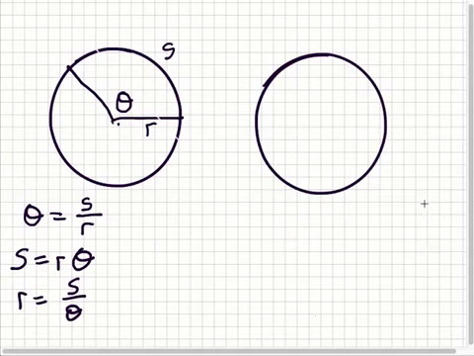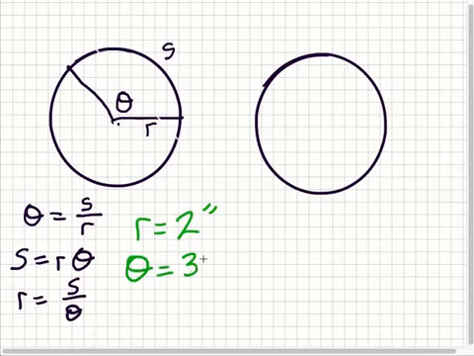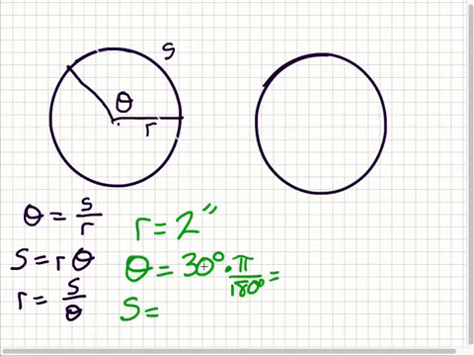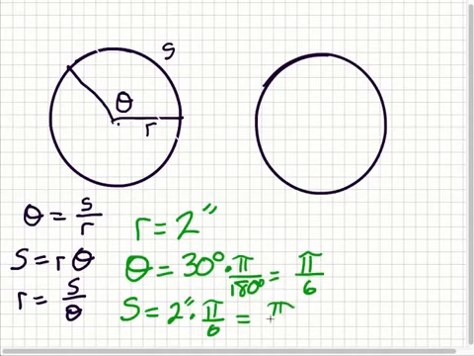Let's look at one more. In this case, we have a radius of 2 inches, and our angle is 30 degrees, and we're looking for the arc length. We want very much to take the 2 times the 30 and get 60, but that's not correct. This angle needs to be converted to radians, and when we multiply it by pi over 180 degrees, we get that the angle is pi over 6. Now we can multiply 2 inches times pi over 6. That gives us pi over 3 inches.